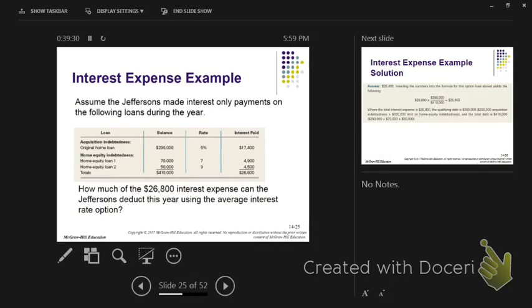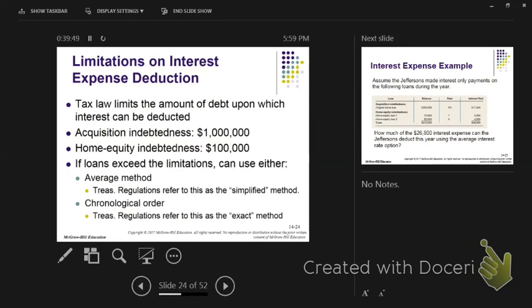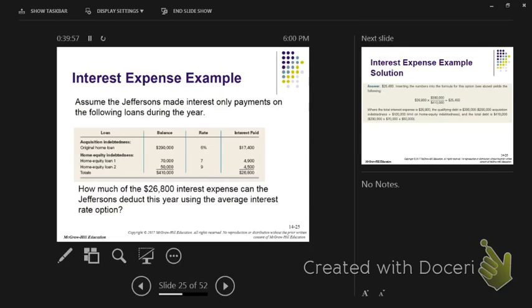You've got interest rates, so it comes up with this total amount of interest paid. Now, our problem arises when it says how much of that interest can we deduct. So based on what I just showed you on the prior slide, acquisition indebtedness cannot be more than $1 million, and home equity cannot be more than $100,000. So our acquisition indebtedness is not more than $1 million. We only have debt of $290,000. But our home equity equals $120,000.